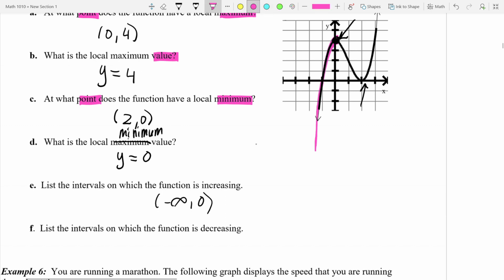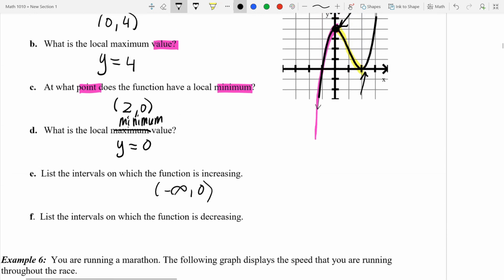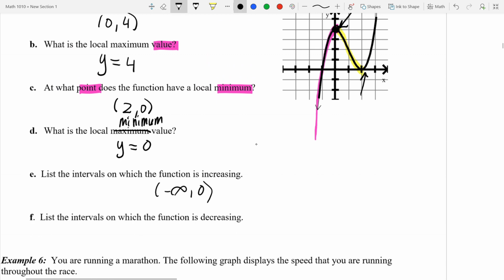Everybody look here. What am I doing now? Increasing or decreasing? What's happening? Decreasing on the yellow. Everybody in the room, tell me, where does the decreasing begin? 0. Where does the decreasing end? 2. Now what's happening? Look at the green. What's happening, everybody? Increasing. Where does the increasing begin? 2. Where does it end? Forever. Who says I get it? It's going to be there.